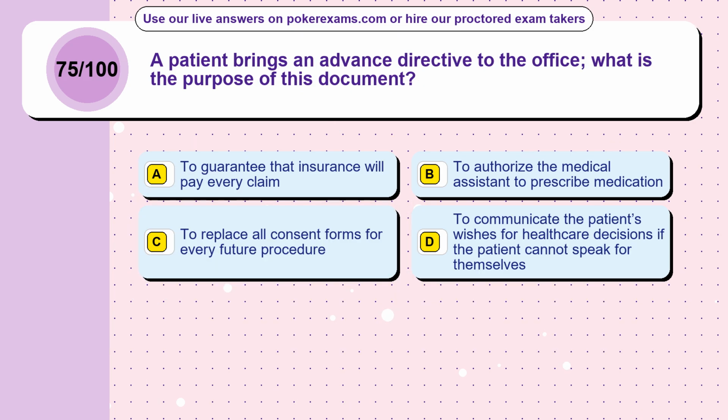Question 75. A patient brings an advance directive to the office. What is the purpose of this document? Option A. To guarantee that insurance will pay every claim. Option B. To authorize the medical assistant to prescribe medication. Option C. To replace all consent forms for every future procedure. Option D. To communicate the patient's wishes for healthcare decisions if the patient cannot speak for themselves.